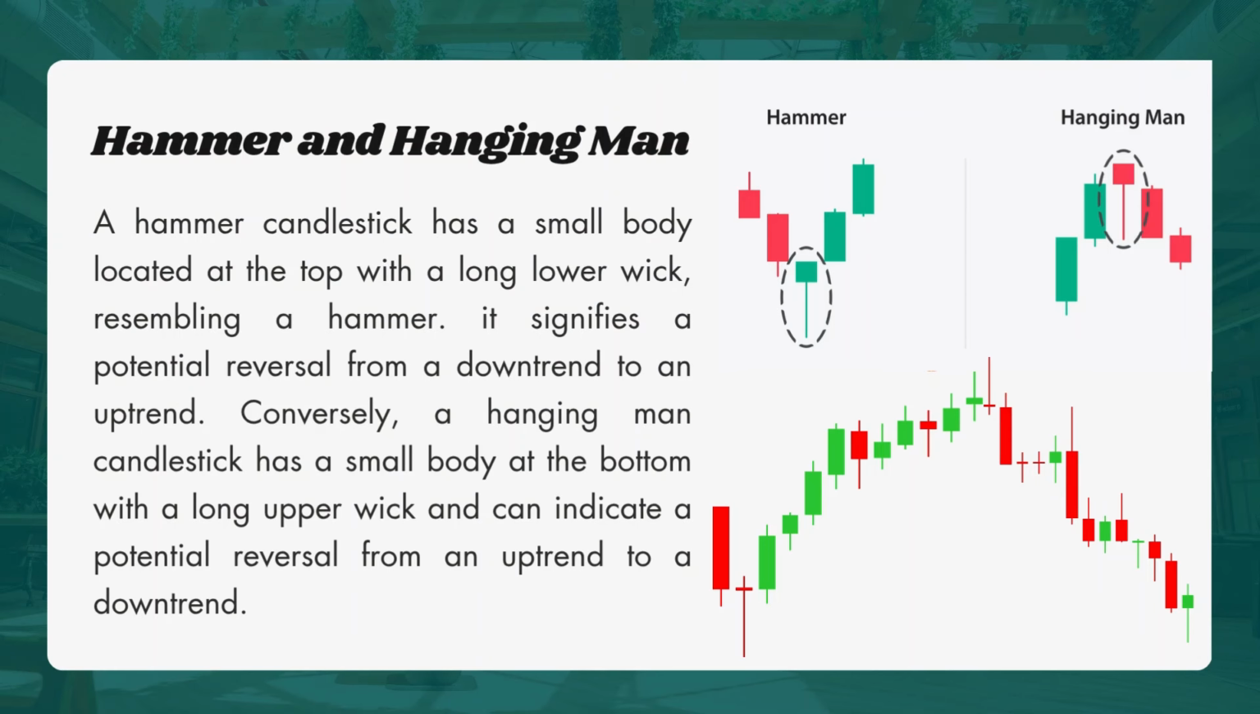Hammer and hanging man. A hammer candlestick has a small body located at the top, with a long lower wick resembling a hammer. It signifies a potential reversal from a downtrend to an uptrend. Conversely, a hanging man candlestick has a small body at the bottom with a long upper wick and can indicate a potential reversal from an uptrend to a downtrend.